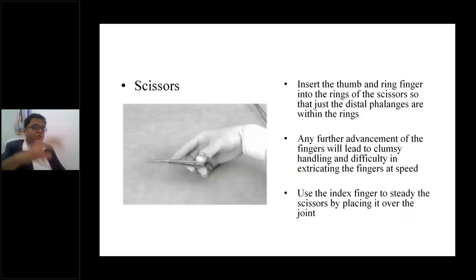Another thing is scissors. You use it using your ring finger and the thumb. You do not use the index finger or the second finger to hold the scissors whenever you do surgeries, because whenever you use the ring finger to hold it, you can easily make the incisions and the cuts, and these two index fingers can be used to properly guide the way where you have to make the incision.